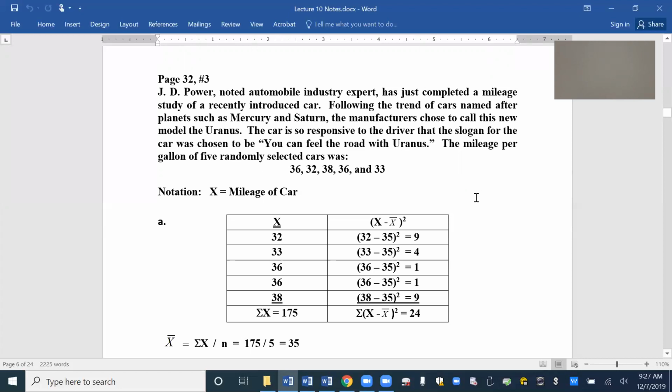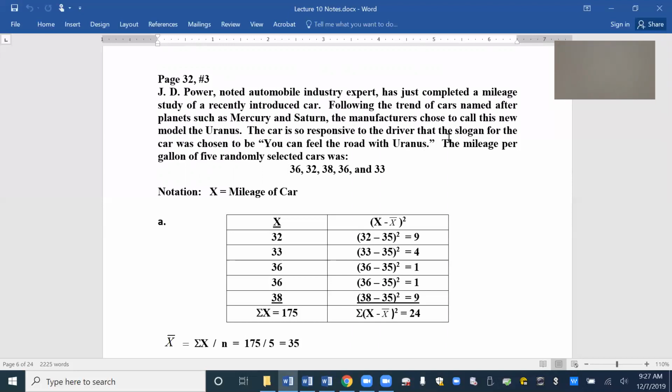J.D. Power, noted automobile expert, just completed a mileage study about a recently introduced car, following the trends of naming cars after planets like Mercury and Saturn. The manufacturers obviously chose what planet? Uranus. The car is so responsive to the driver that the slogan was chosen to be, "You can feel the road with Uranus." Sorry, I thought that was funny.